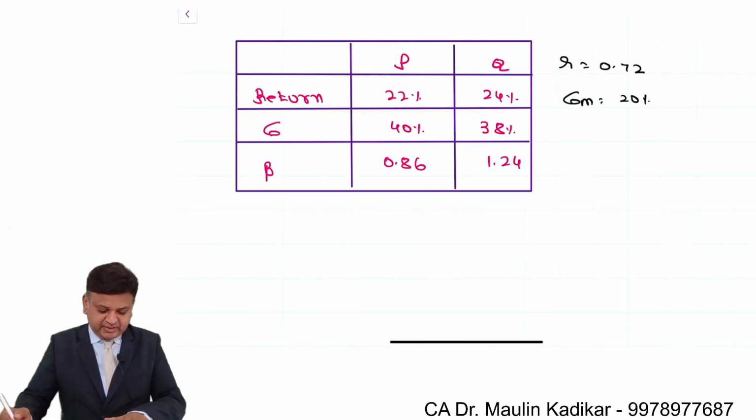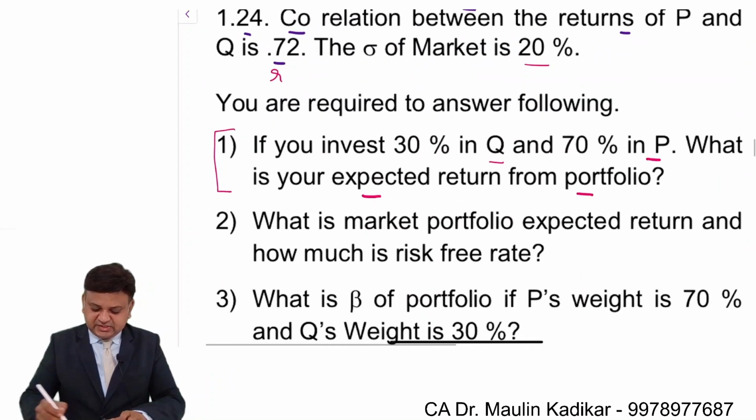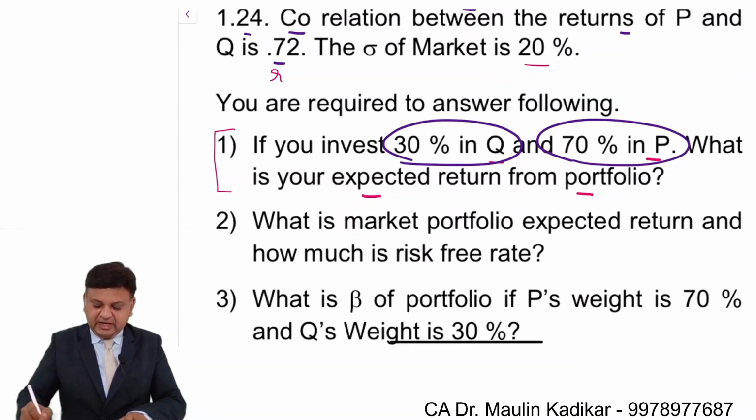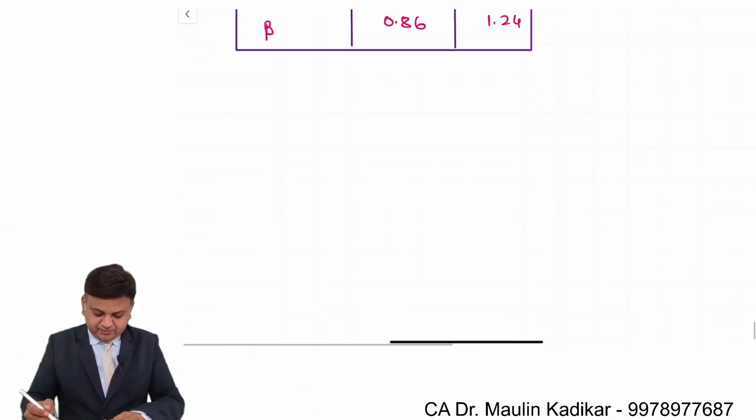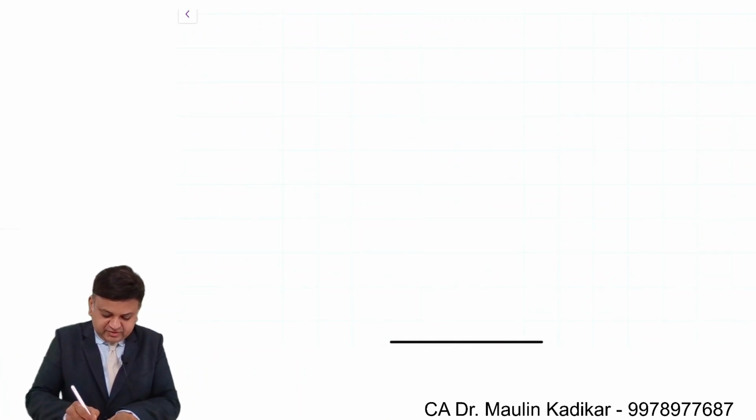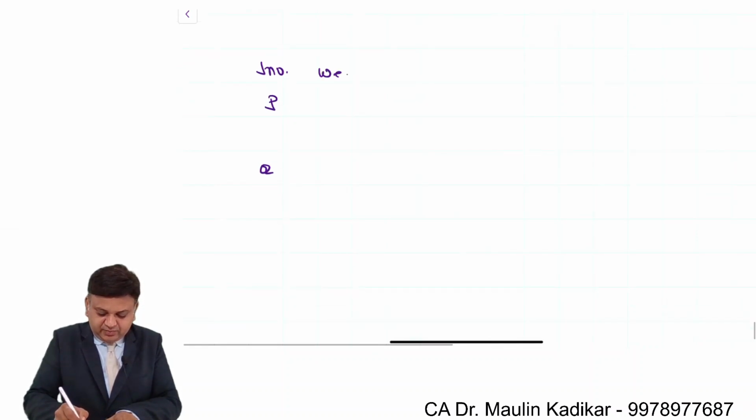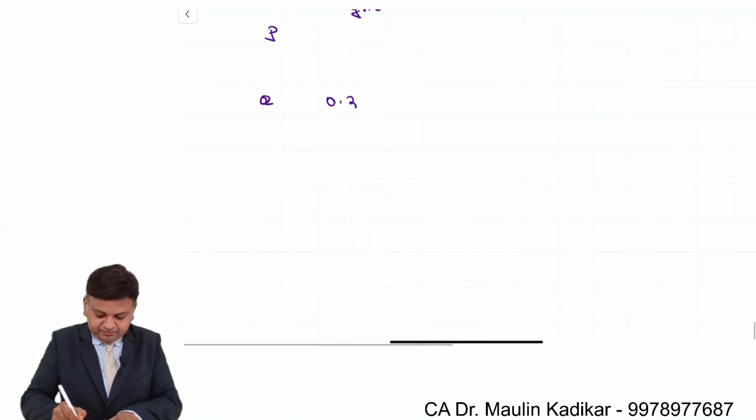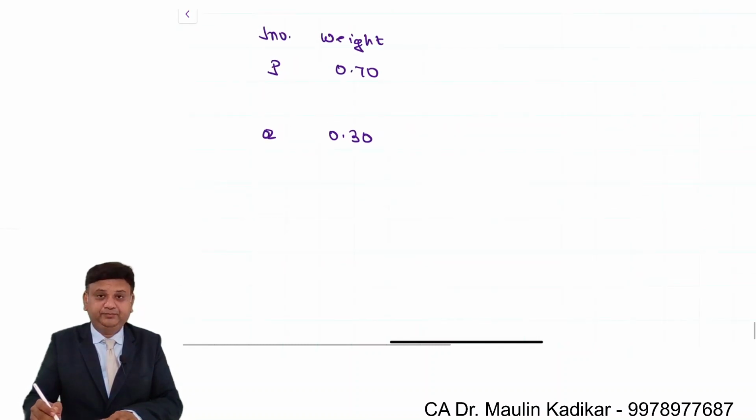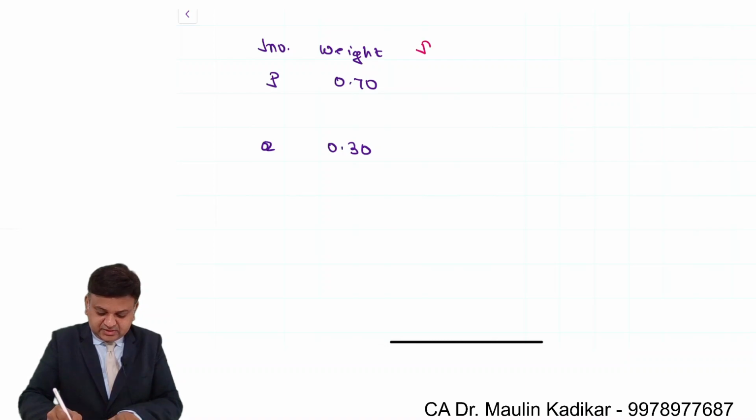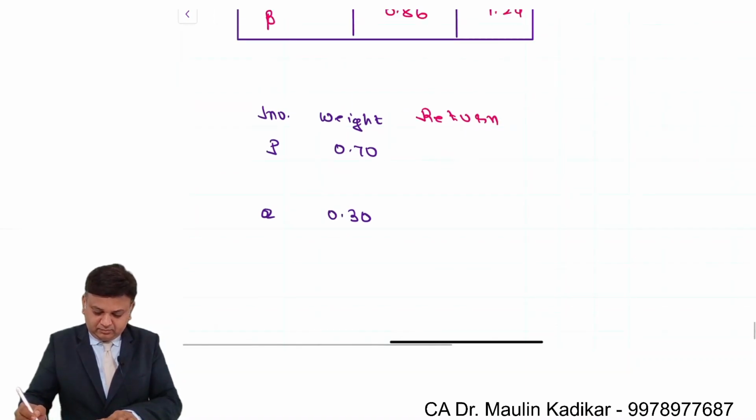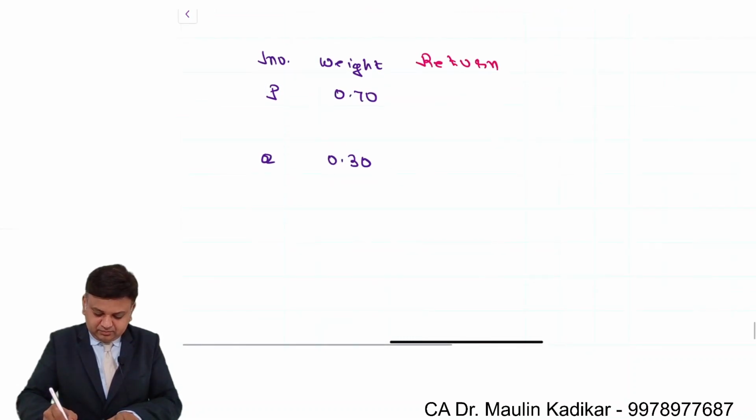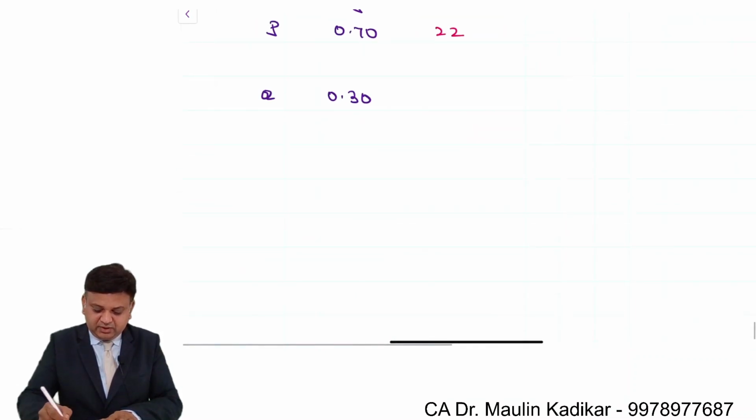So let us see how to make the calculation of the answer. The question says you invest 30% in Q and 70% in P. In that case, what is the return of the portfolio? As per the given information, investment is made in P and Q, weight or proportion in which the investment is made 30% in Q and 70% in P. As far as the return is concerned, return of P is 22 and 24 for Q.